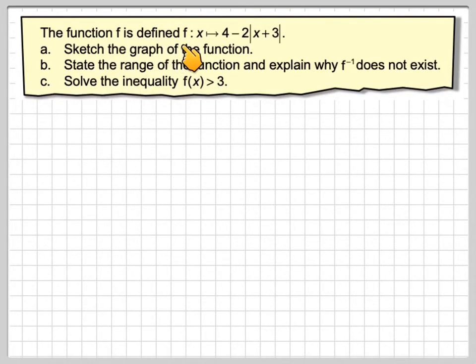The function f is defined such that x maps onto 4 minus 2 times the absolute value of x plus 3, or the modulus of x plus 3. Sketch a graph of the function, state the range of the function, explain why f to the minus 1 does not exist, and solve the inequality f of x is greater than 3.